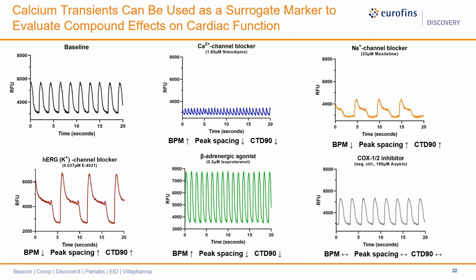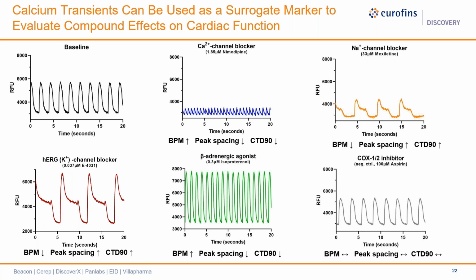In general, we can observe a very strong dampening of the calcium oscillation because we are preventing calcium ions from entering the cell. And interestingly, when we are treating with a sodium channel blocker, in this case Mexiletine, or a potassium channel blocker, here we used E4031, we can also observe very big changes in the calcium oscillation waveform. And in both cases, we observed decreased beats per minute, increased peak spacing, and increased CTD90.